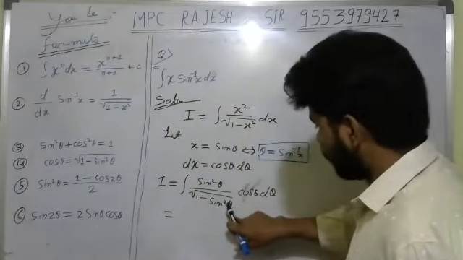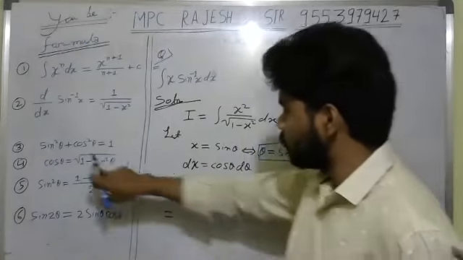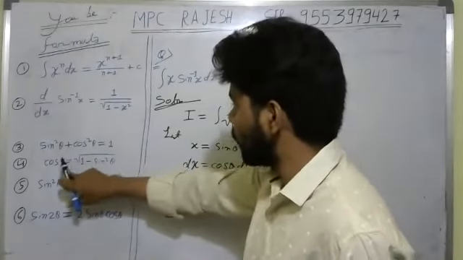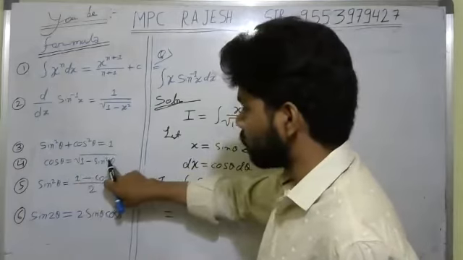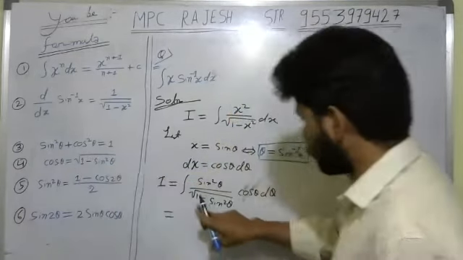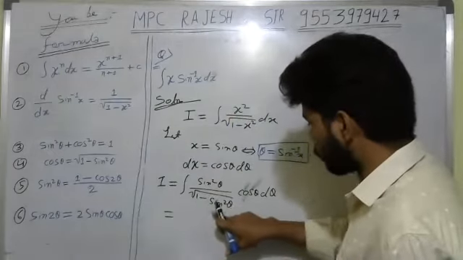1 minus sine square theta, what will come? Look at the formula: sine square theta plus cos square theta is equal to 1. So from here, cos theta is equal to square root of 1 minus sine square theta. Here also, square root of 1 minus sine square theta.